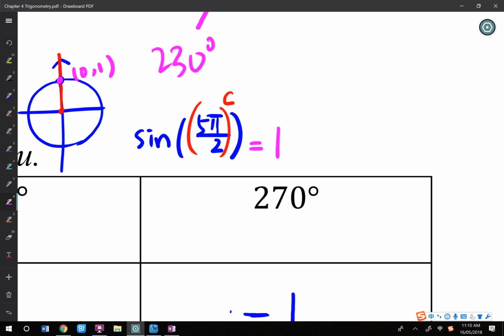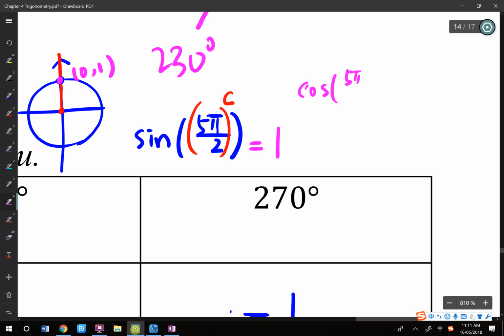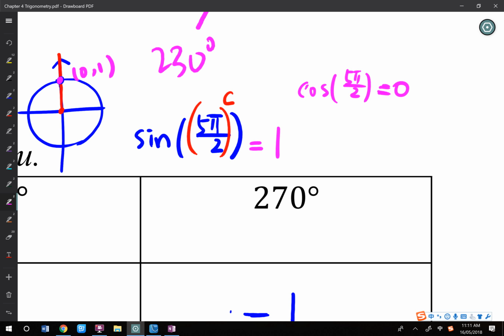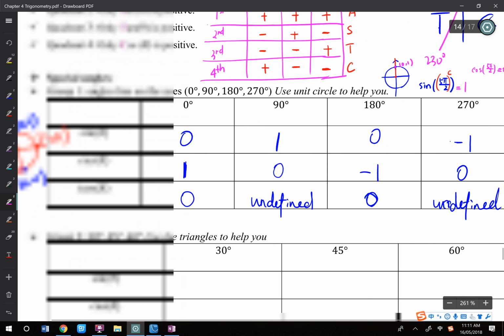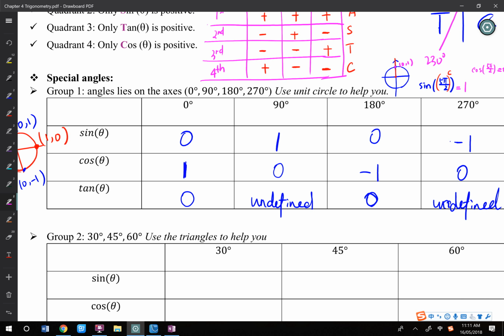So 5 pi over 2 is there. Make a 0, y intersection with the unit circle, and we take the y value to be the sine value. The cosine is what? 0. Good. So sine is the y and cosine is the x. And what is the tangent? y divided by x, and it's undefined. Good. That's the first type of special angles, with only 0 and 1 or negative 1. 0, 1 and negative 1 are all the angles on the axis.